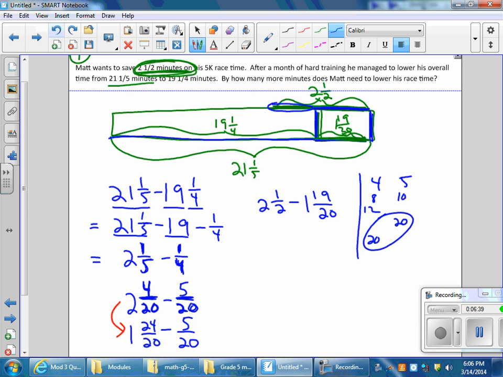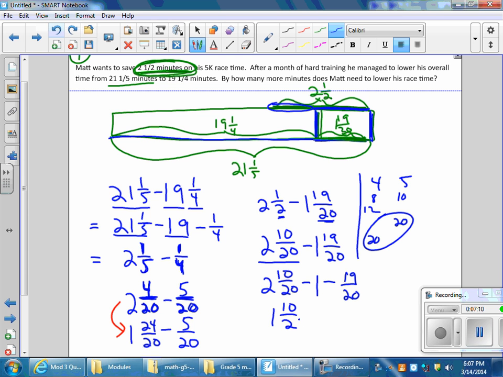Okay? You should know that the common denominator of 2 and 20 would be 20, and half of 20 is 10. Minus 1 and 19/20. Okay, I'm going to take 2 and 10/20, minus 1, minus 19/20. 2 and 10/20 minus 1 is 1 and 10/20. Minus 19/20.